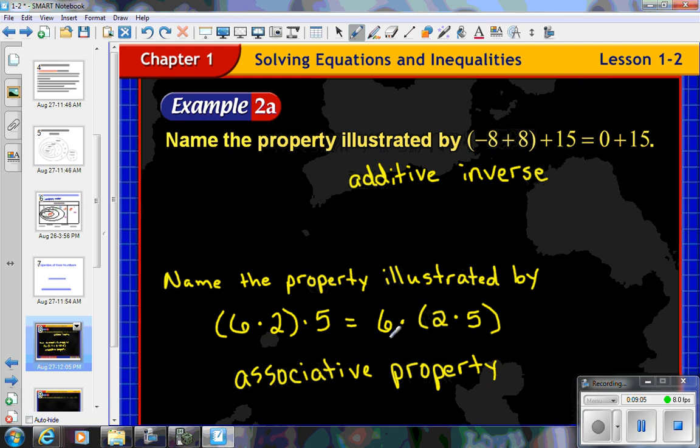Now, we might look at that and say, well, what's the big deal? Why would I ever need to do that? Well, when you're multiplying, which is easier? Multiplying the 6 times 2 first and then multiplying by 5? Or multiplying the 2 times 5 first and then times the 6? Because here you get 10 times 6 is 60. Very easy to do in your head. So sometimes it's kind of nice to regroup numbers, whether you're adding or multiplying, to make the problem a little easier.